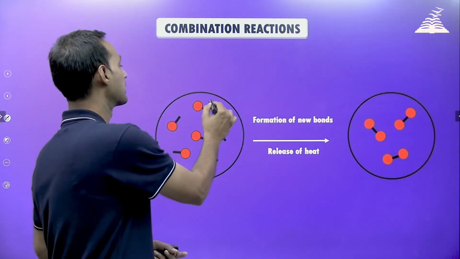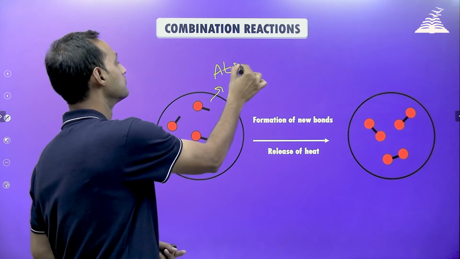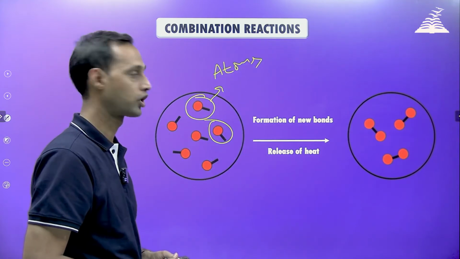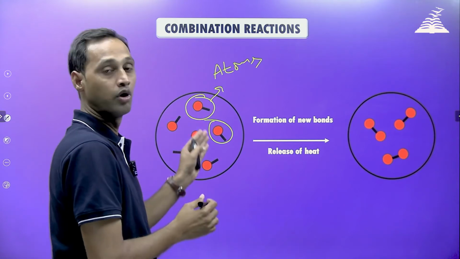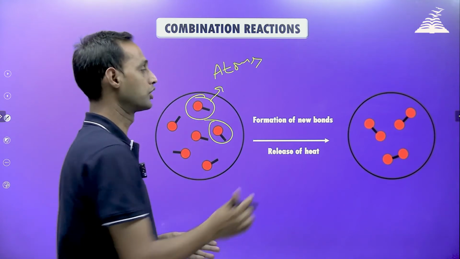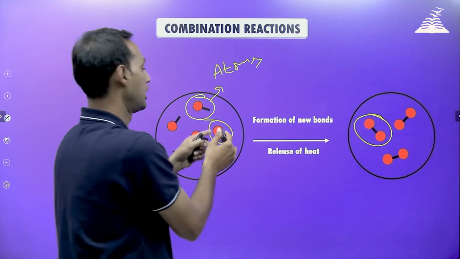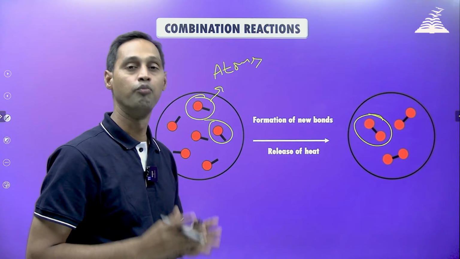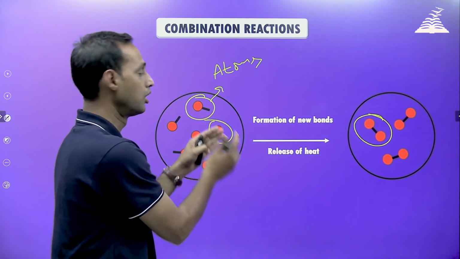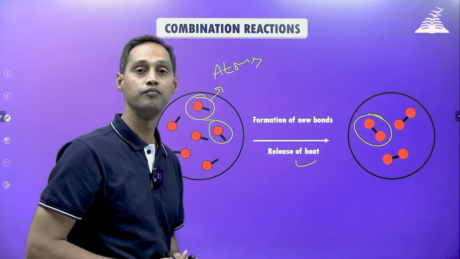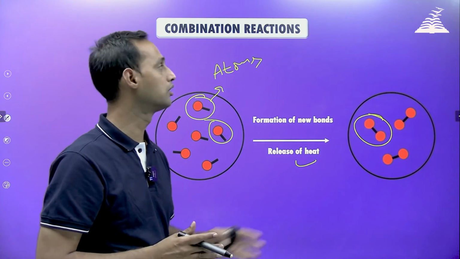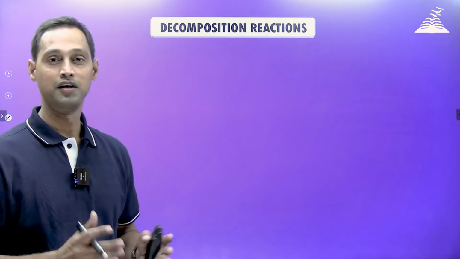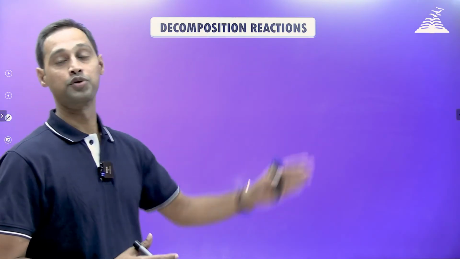Let's see here, let us say these are atoms. So what is happening? The bond is formed between these atoms so that a molecule is formed. Atom and atom, a bond is formed between these atoms so that a new molecule is formed. But during the formation of a new bond, energy is released, heat energy is released, so combination reactions are exothermic. Okay? Yes, now we are moving to decomposition reactions.